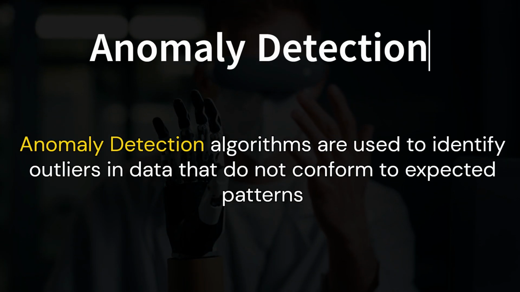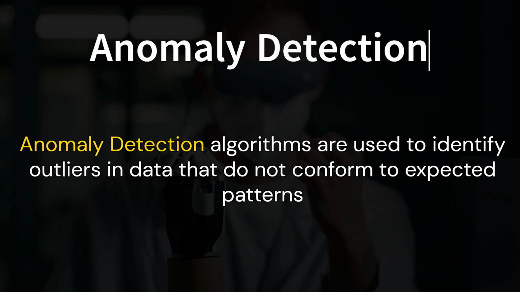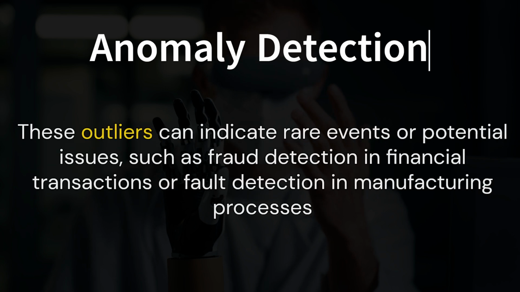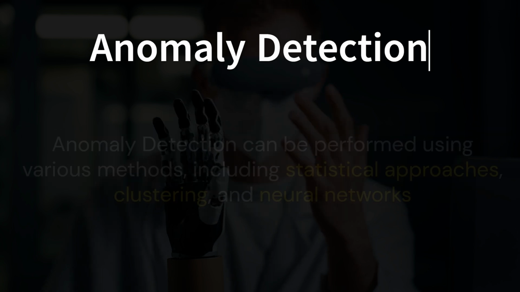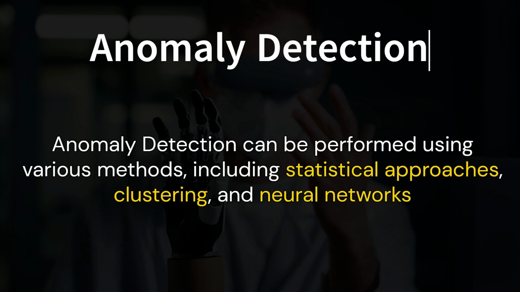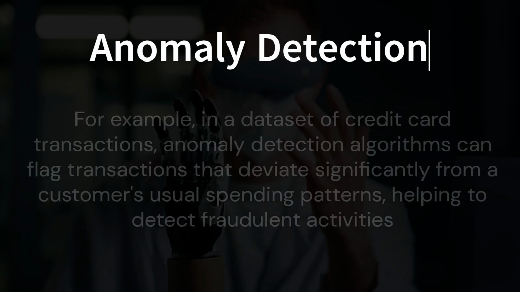Lastly, let's discuss anomaly detection. Anomaly detection algorithms are used to identify outliers in data that do not conform to expected patterns. These outliers can indicate rare events or potential issues, such as fraud detection in financial transactions or fault detection in manufacturing processes. Anomaly detection can be performed using various methods, including statistical approaches, clustering, and neural networks.